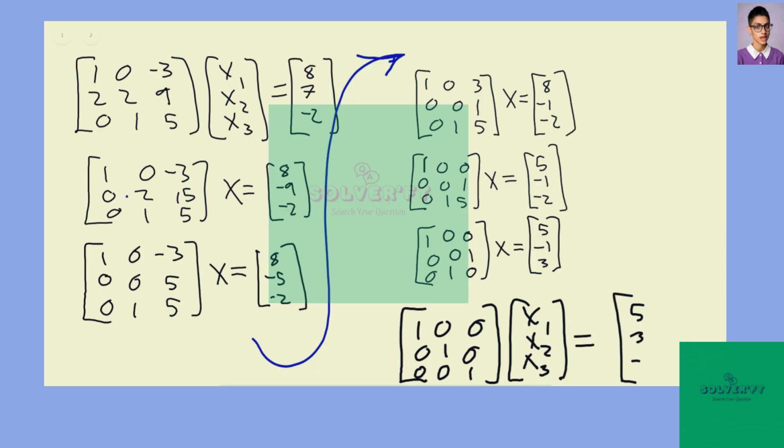And when we write out our answer matrix, we can see that we've solved our system of equations, because if we perform matrix multiplication on the left, we'll have x1 plus 0x2 plus 0x3 equals 5, and then 0x1 plus x2 plus 0x3 is 3, and 0x1 plus 0x2 plus x3 is -1. And that means that x1 equals 5, x2 equals 3, and x3 equals -1.